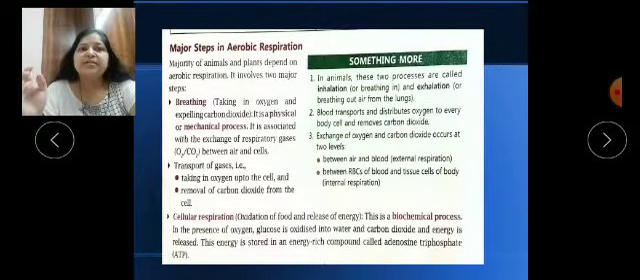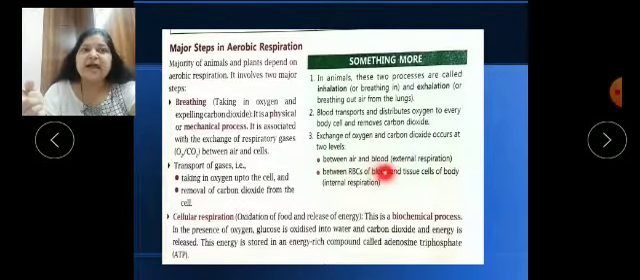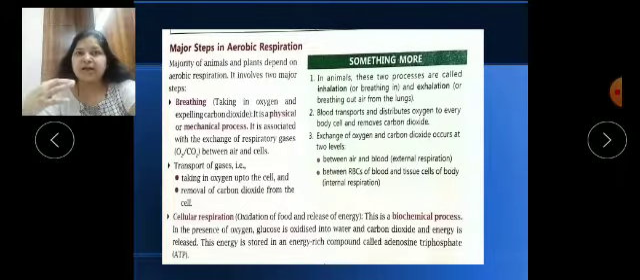Now children, the third point is, exchange of oxygen and carbon dioxide occurs at 2 levels. The first level is external respiration, between air and the blood. Between RBC of blood and tissue cells, it's called internal respiration. So you know, outside we have the air in the atmosphere. When it reaches our blood, that process is called external respiration.